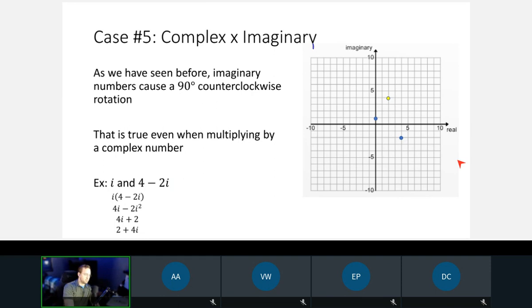So if you notice, there's a pattern. Pretty much, if there's a rotation, it's always counterclockwise.